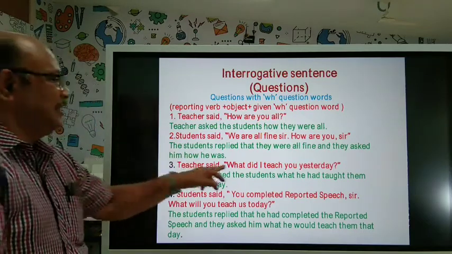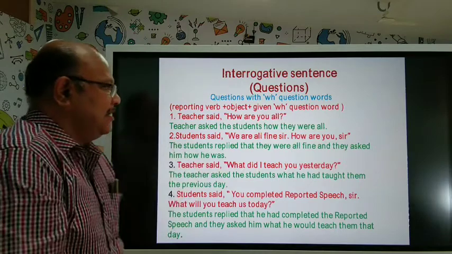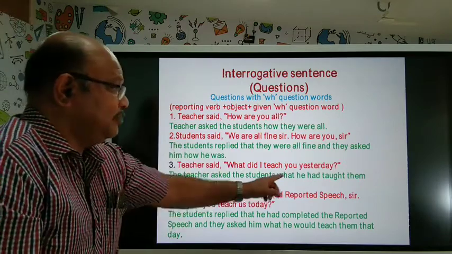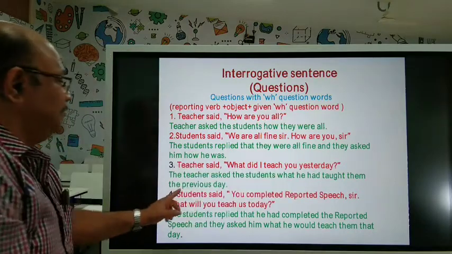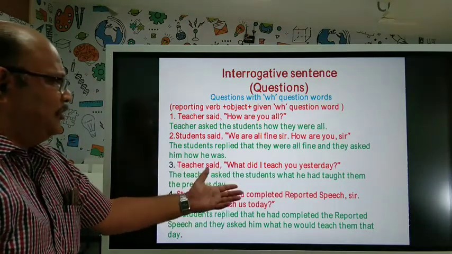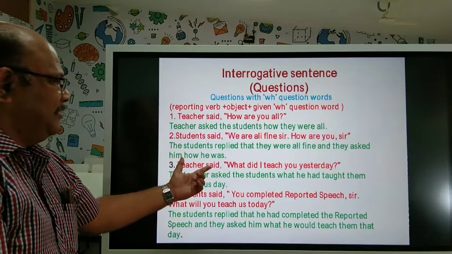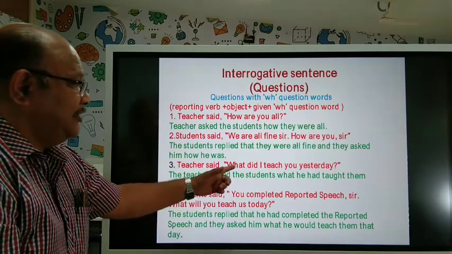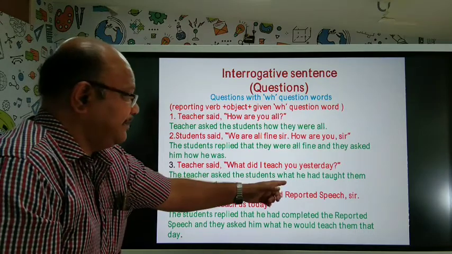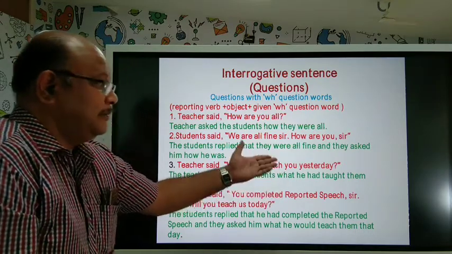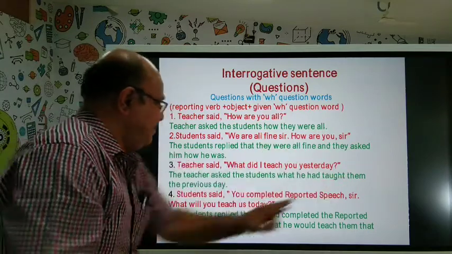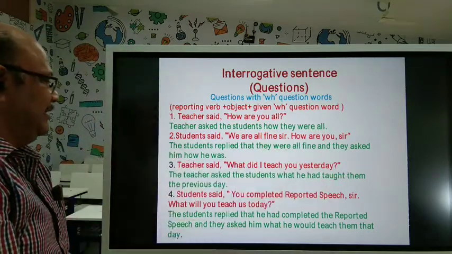Okay. Let's go to the next one. Teacher said, "What did I teach you yesterday?" The teacher asked the students what he had taught them the previous day. Same rules. Reporting verb said changes to asked. Then the same question word is used here. Then the tense of the reported speech changes to the corresponding past tense. He had taught them the previous day.